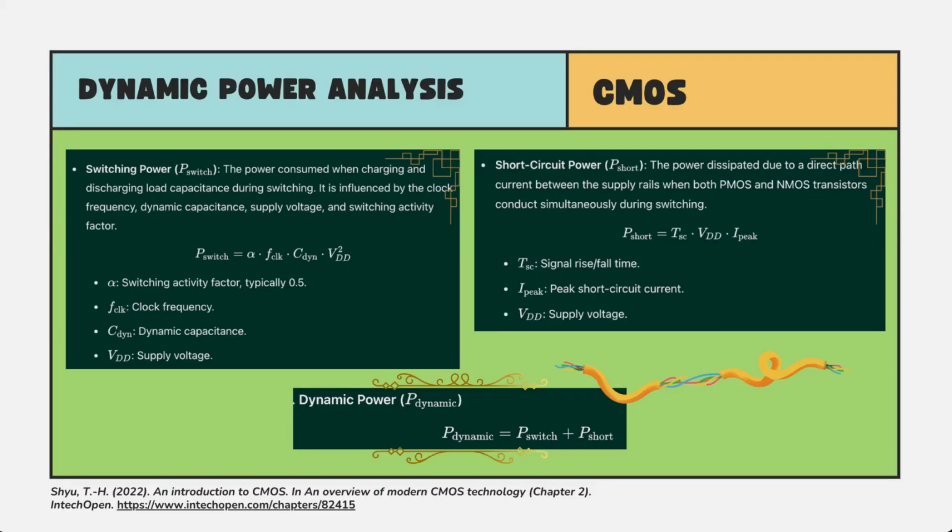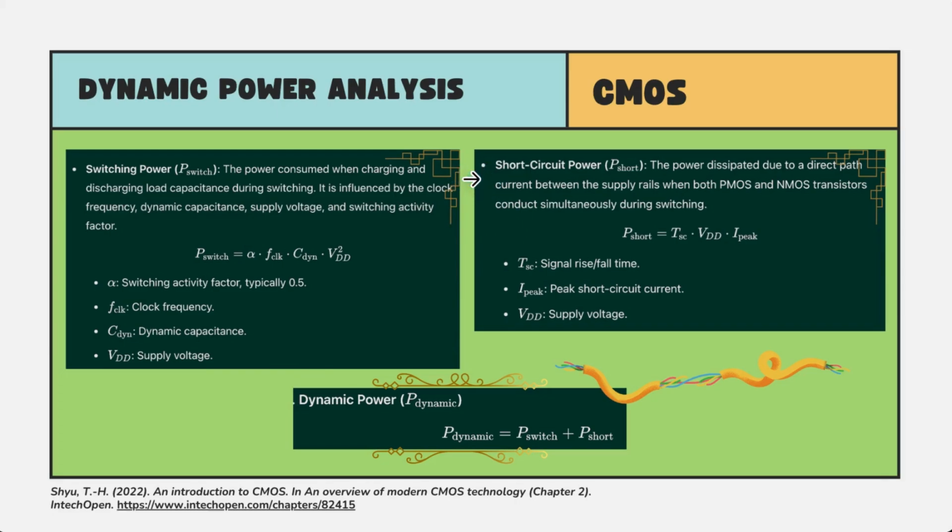Now, on getting the dynamic power. First one is switching power. The power consumed when charging and discharging the load capacitance during switching. It is influenced by the clock frequency, dynamic capacitance, supply voltage, and switching activity factor. To calculate the P switch, you just need to multiply all of these: switching activity factor, clock frequency, dynamic capacitance, and supply voltage. Then, let's go ahead to short circuit power.